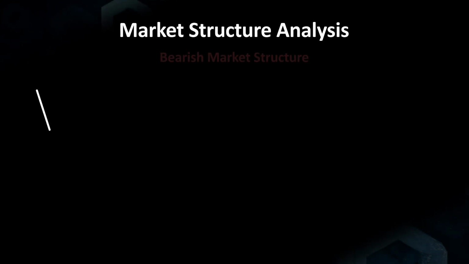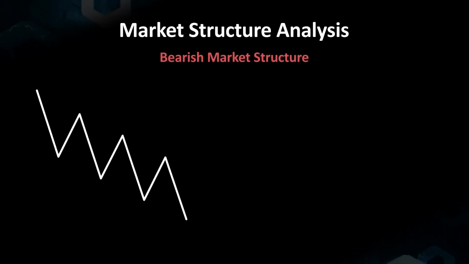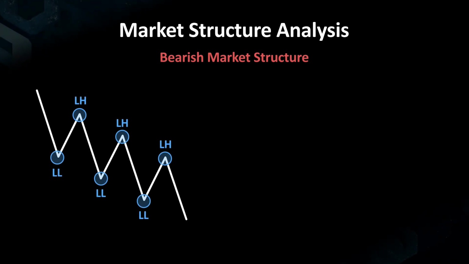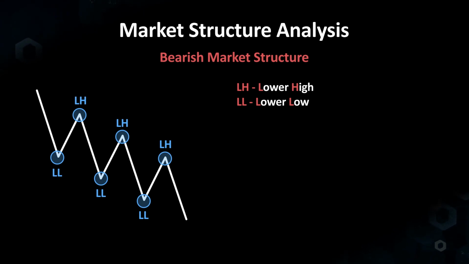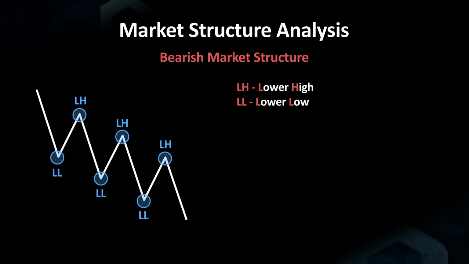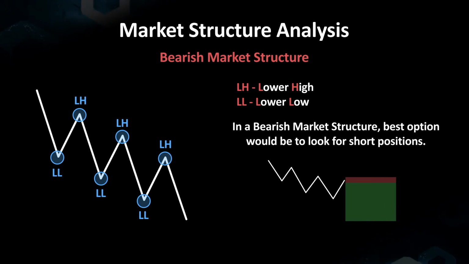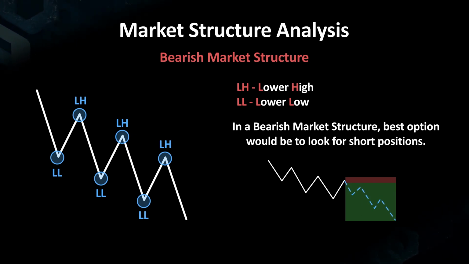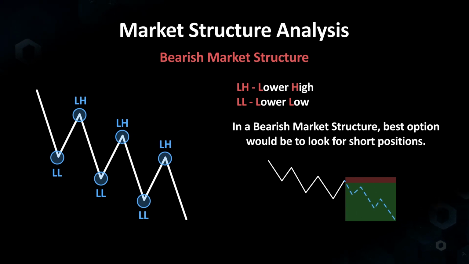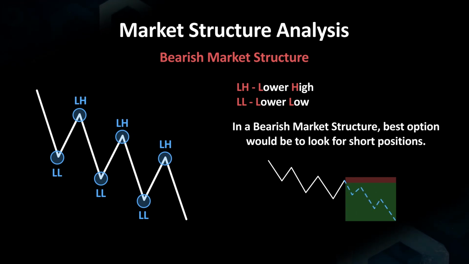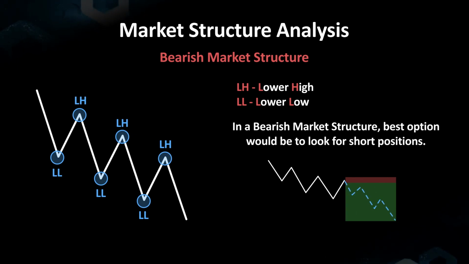Now, let's move on to the bearish market structure. In a downtrend, we observe lower highs and lower lows. Each high is lower than the previous one, signaling weakness and seller control in the market. Recognizing the bearish market structure helps us identify potential short selling opportunities, as the downward momentum suggests further price declines. It's crucial to avoid buying against the prevailing downtrend to mitigate risks.